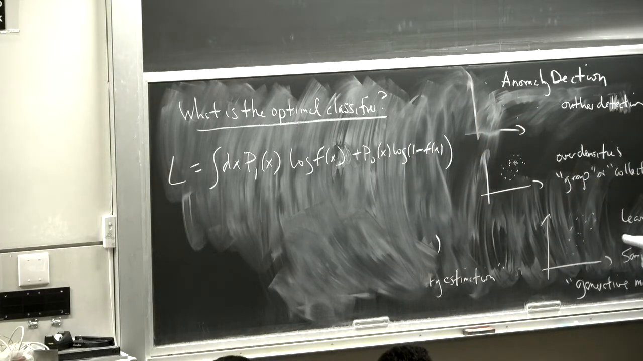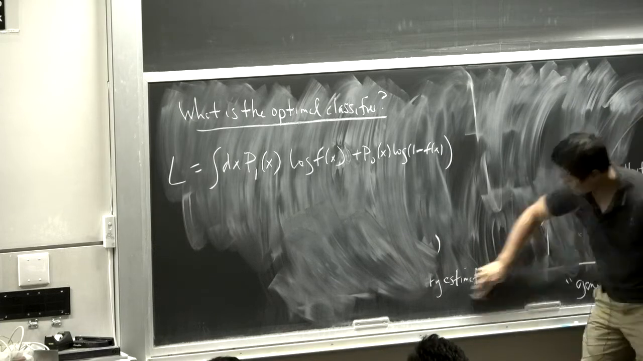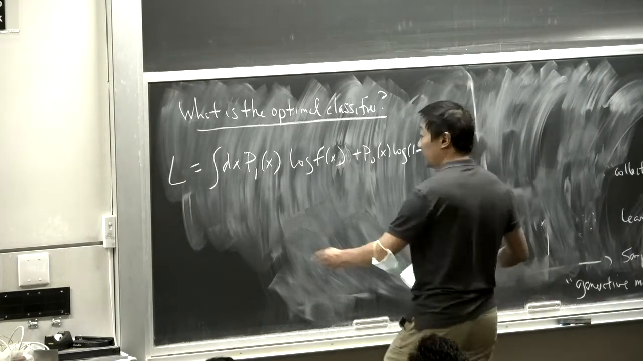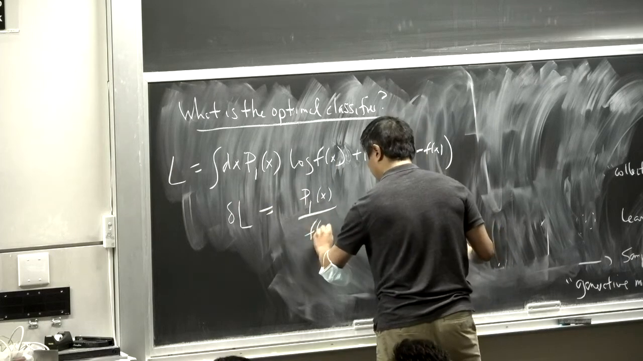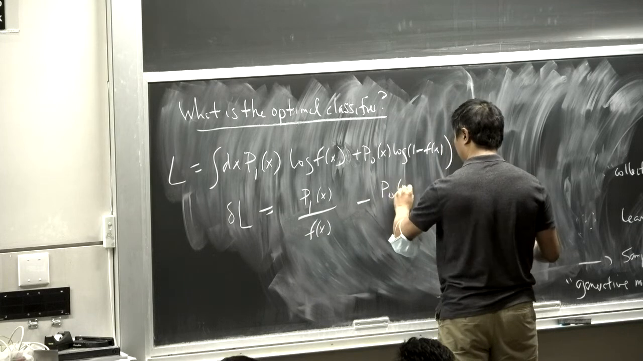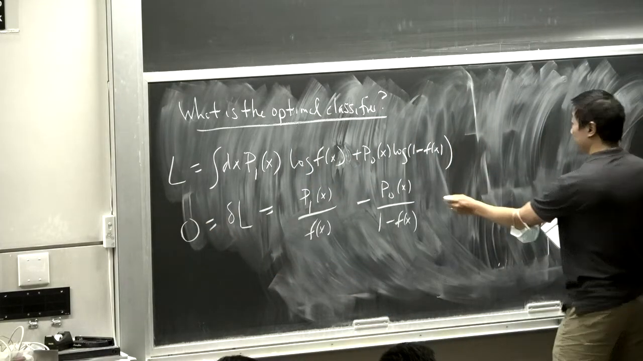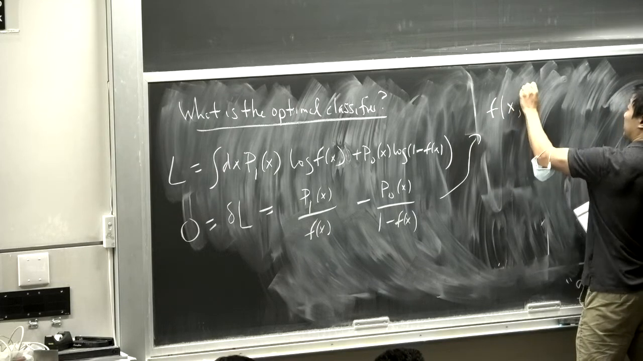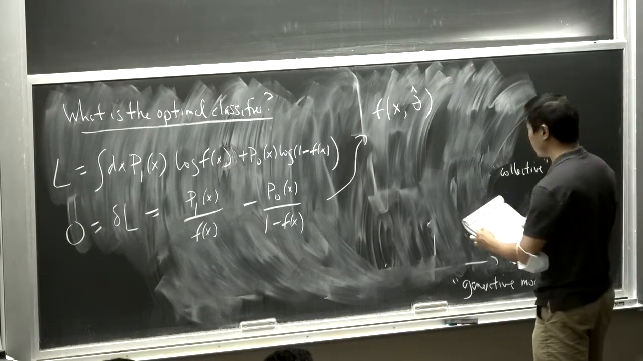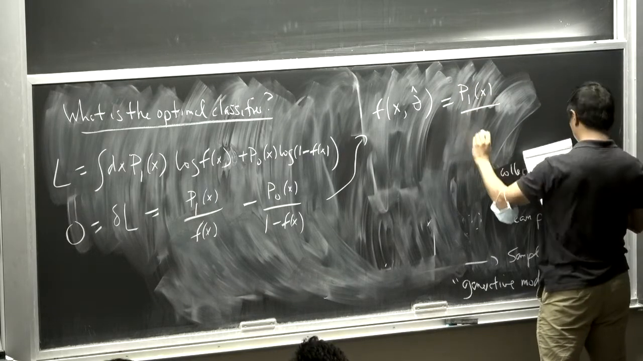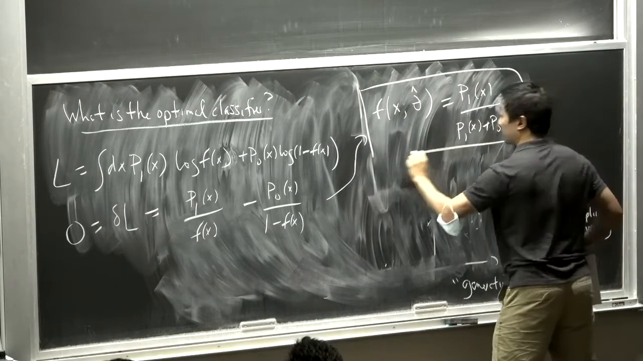So it's really like a Lagrangian, right? If I minimize this with respect to the function f of x, then I quickly find that delta L is equal to p1 of x over f of x minus p0 of x over 1 minus f of x. If I set this to 0 and solve for f of x, I'll write the solution with a theta hat to indicate that I've solved for the optimal parameters, assuming my function covers this possibility. So this is the optimal classifier.